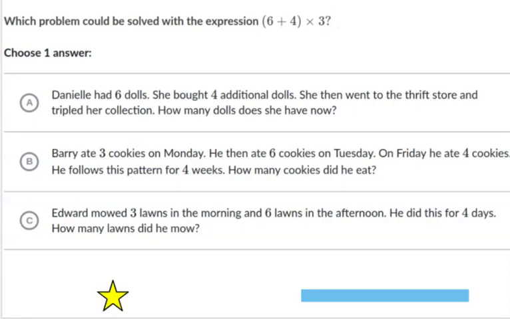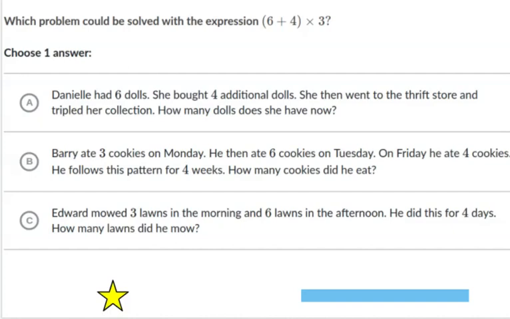All right. So this is going to be the last one we go over together before you head over and take your Google form. So again, you can see it says which problem could be solved, and we have the expression, the sum of 6 and 4 times 3. So remember, because we have parentheses, we need to group something together using addition and then multiply it by 3. So I'm going to read each of these choices for you, and then you're going to be asked to make your guess over which matches this expression.